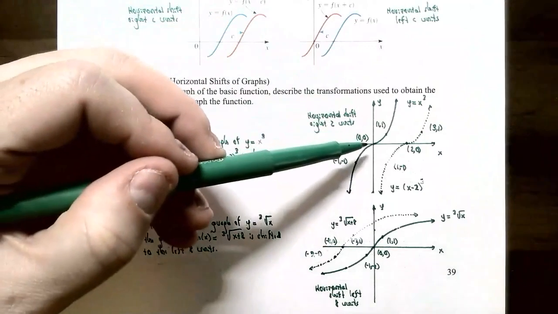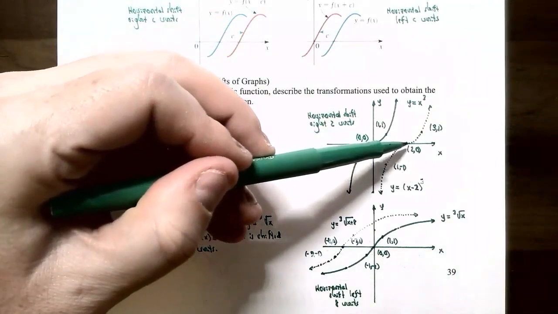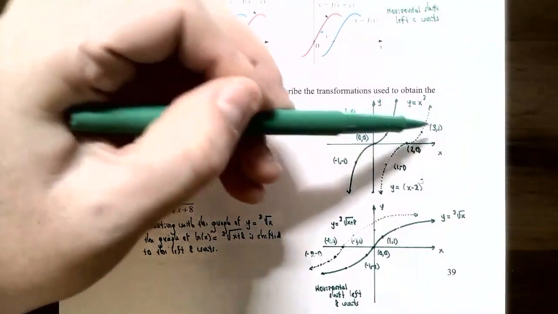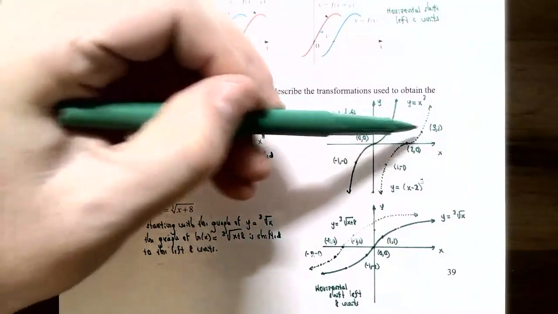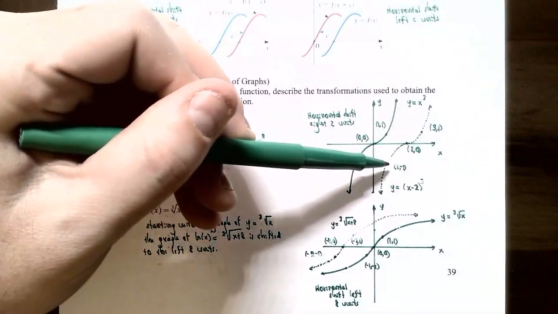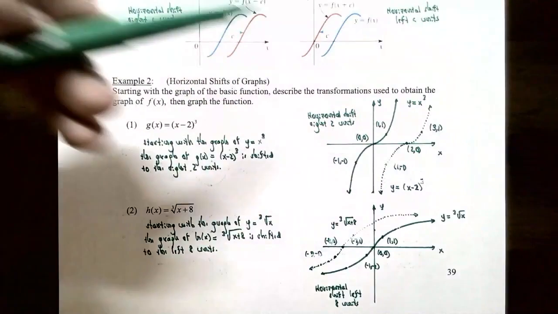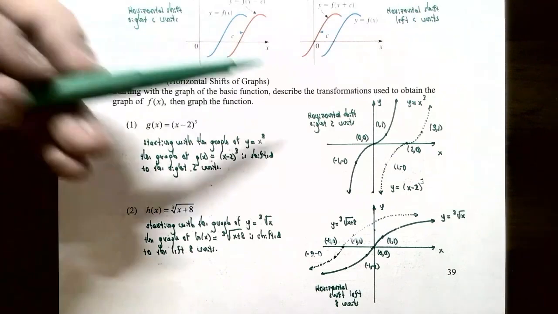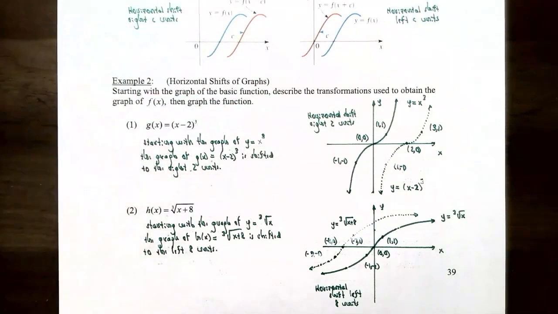So instead of 0, 0, now that point will be at 2, 0. Instead of 1, 1, that point is now at 3, 1. We're adding 2 to the x values each time, but the y values stay the same. Negative 1, you add 2 to the x coordinate, and that would be 1, negative 1. And so you get the graph that is dashed would be y equals parentheses x subtract 2, and then the parentheses is being cubed. That would be the function's graph. It would be based on a horizontal shift right 2 units.